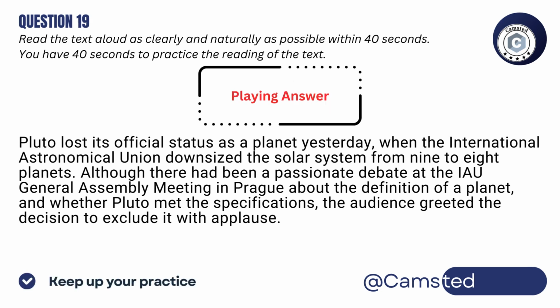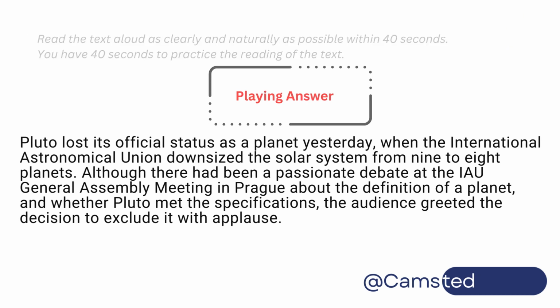Pluto lost its official status as a planet yesterday, when the International Astronomical Union downsized the solar system from 9 to 8 planets. Although there had been a passionate debate at the IAU General Assembly meeting in Prague about the definition of a planet, and whether Pluto met the specifications, the audience greeted the decision to exclude it with applause.